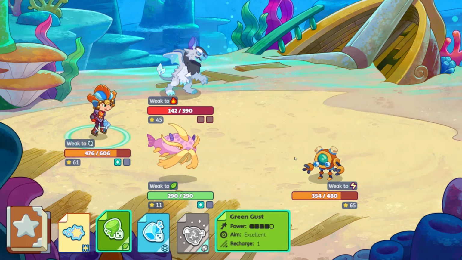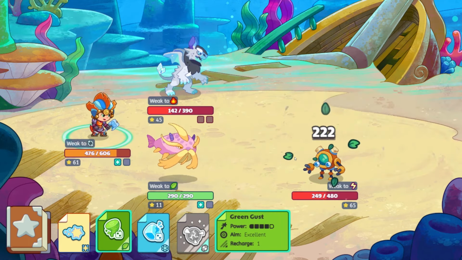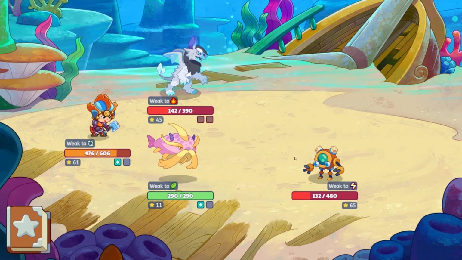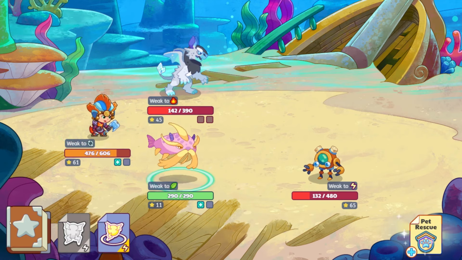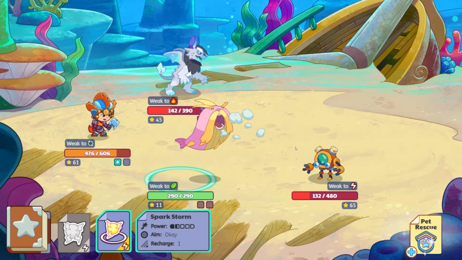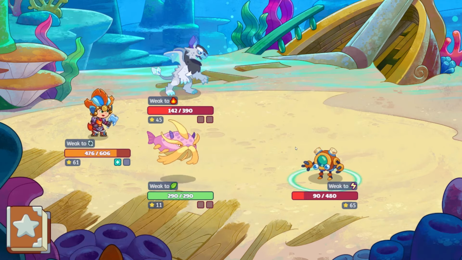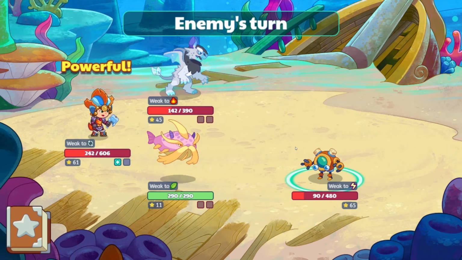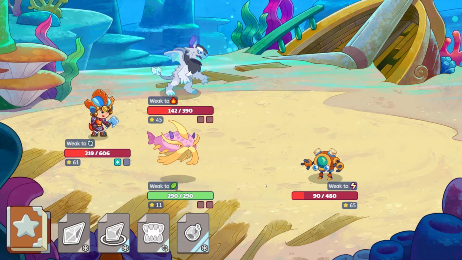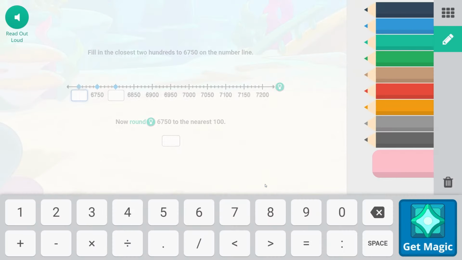All right, Green Gust. Here we go. I don't think this is going to do it, but it's nice that we have another spell to toss out. All right. And this one is in the bag.